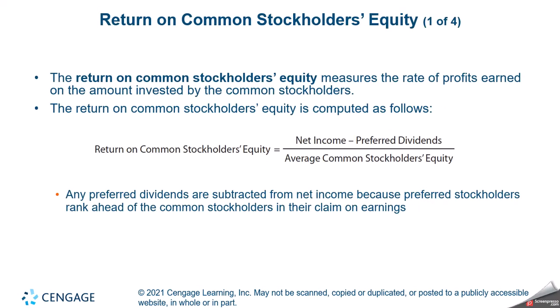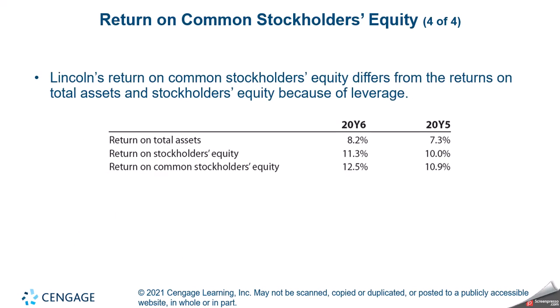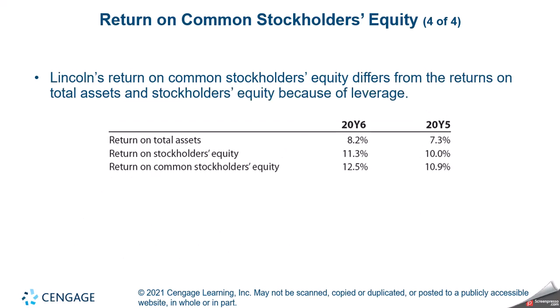Then we have our return on common stockholders' equity. Now this one, because we're focused on common stock, we've got to subtract out those preferred dividends and then divide it by the average common stockholders' equity. If there was preferred stock in there, we would not include it. Here again, they show you, but it is still the average, the beginning plus the ending divided by 2. Divide that into your net income less the preferred stock dividends, because again, the preferred stockholders need to get paid first.